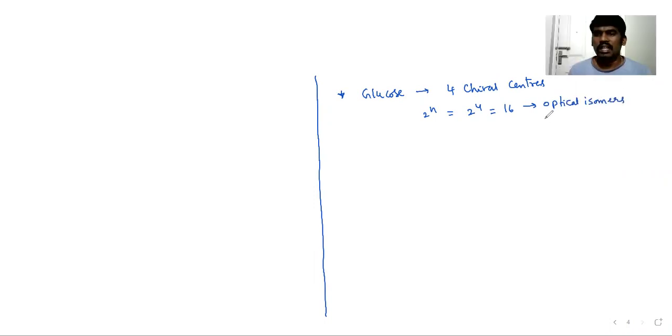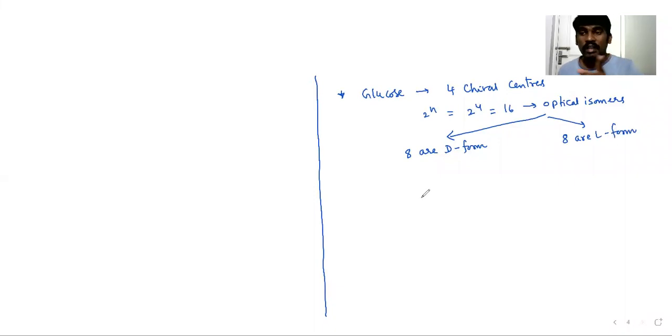But in those 16 optical isomers, 8 are D form and 8 are L form. Both these are enantiomers to each other. That's why those are optically active isomers.